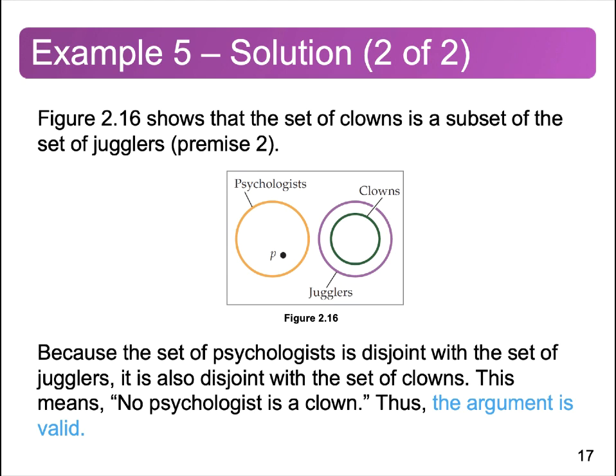Then the conclusion is that no psychologist is a clown. So if you have an item that's in the psychologist circle, is it at all possible for that to be in the clown circle? And in this case, there's no way for us to put a dot that's in both the psychologist and the clown circle. And so that would make this a valid argument. It absolutely forces us to draw the conclusion that there are no psychologists who are clowns.